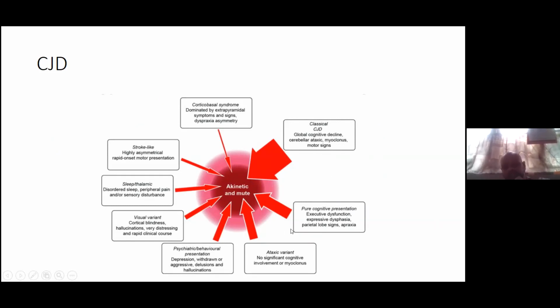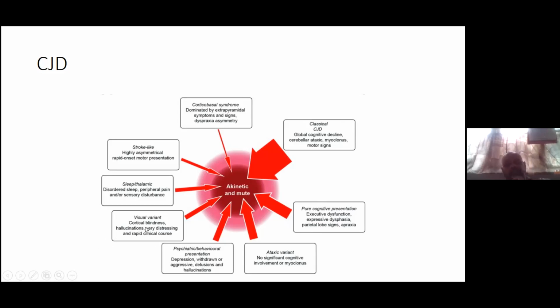There are other presentations. For example, they may have just a pure cognitive presentation, where they would have executive dysfunction, expressive dysphasia, parietal lobe signs, and apraxia, which then progress to an akinetic mute syndrome. Or they may have just the ataxic variant, where they just have ataxia, and may or may not have myoclonus associated with that. They may have purely neuropsychiatric problems, where they have depression, aggression, delusions, and hallucinations, which can then progress to akinetic mutism.